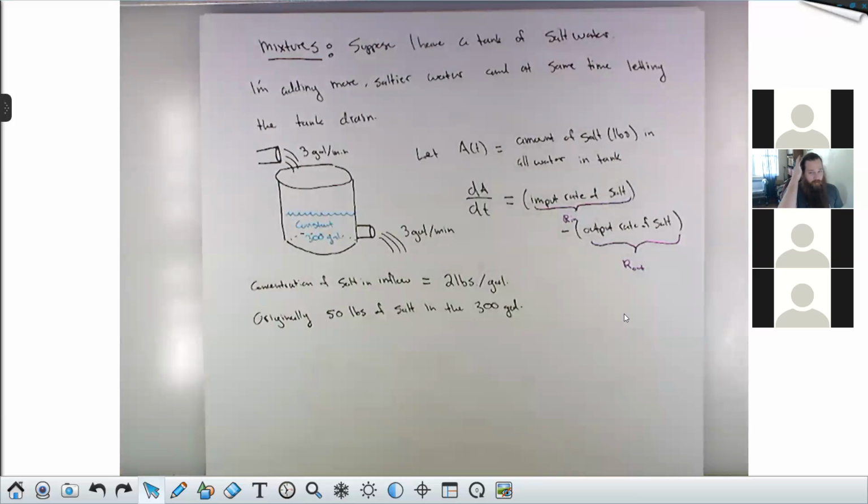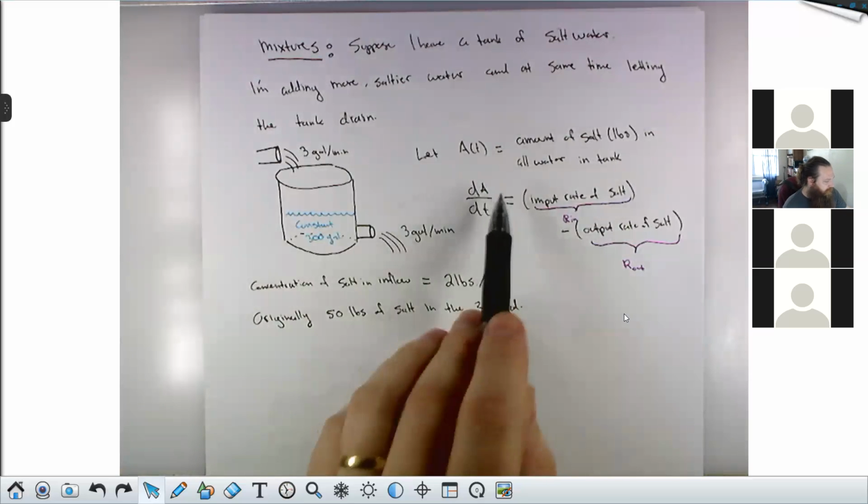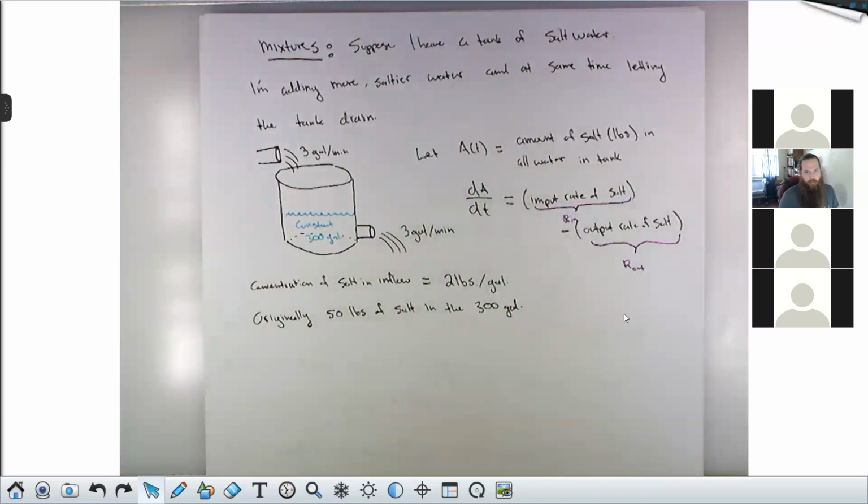I would like to set up and solve the differential equation that tells me how much salt there is in the tank at any given moment. The big idea here is that this dA/dt is R in minus R out. And then this initial condition is going to allow me to determine exactly the missing constants. So what I need to know is what is R in and what is R out?